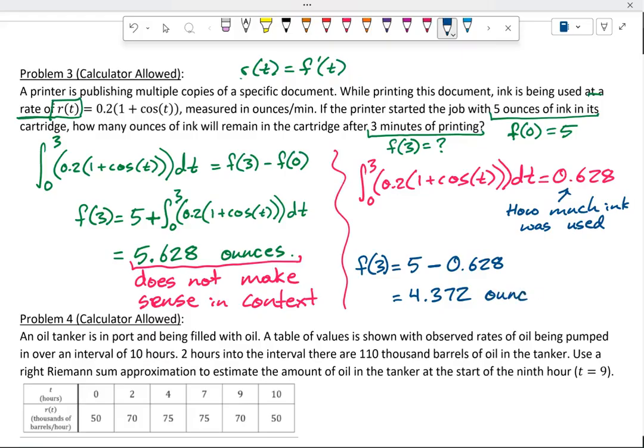Does that make sense in context? Yes, it does. Because ink was decreasing. That is a decreasing rate, so we had to make it decrease. So yes, you have to pay attention to the context when you do your work. And the work was great. That's what we normally do. But then you have to pause and just double check, does the answer make sense in context? Because if it doesn't, then you might have to adjust something.